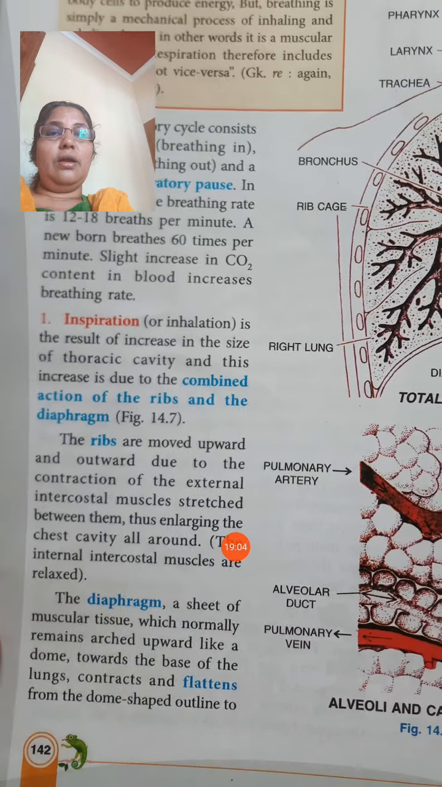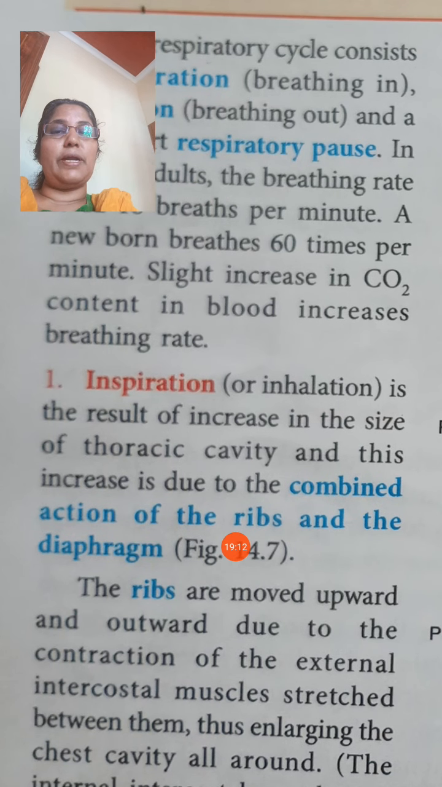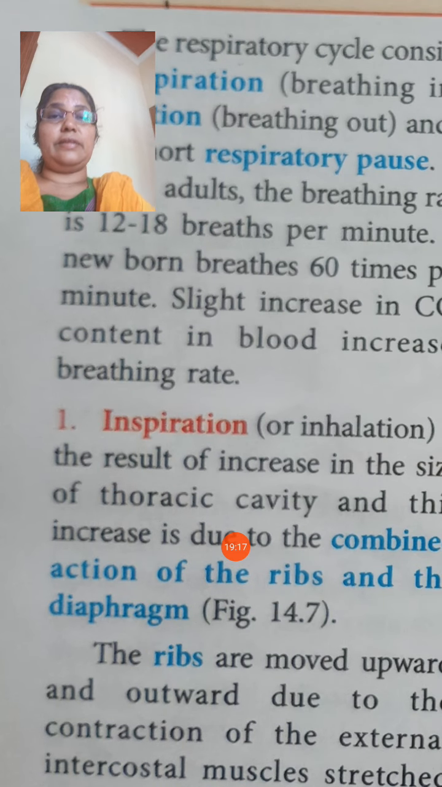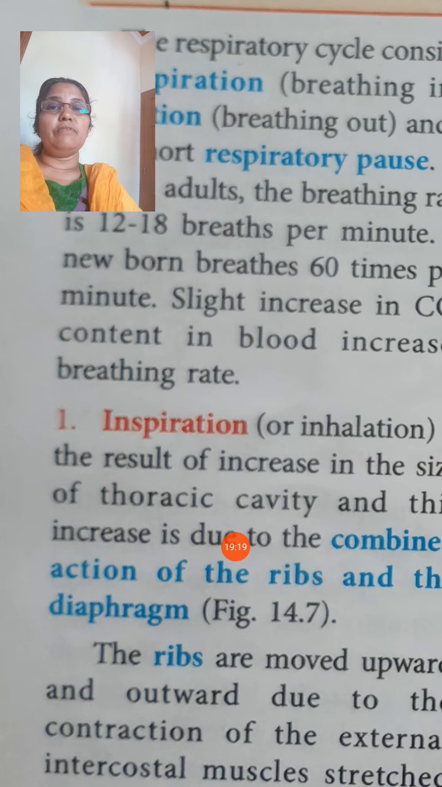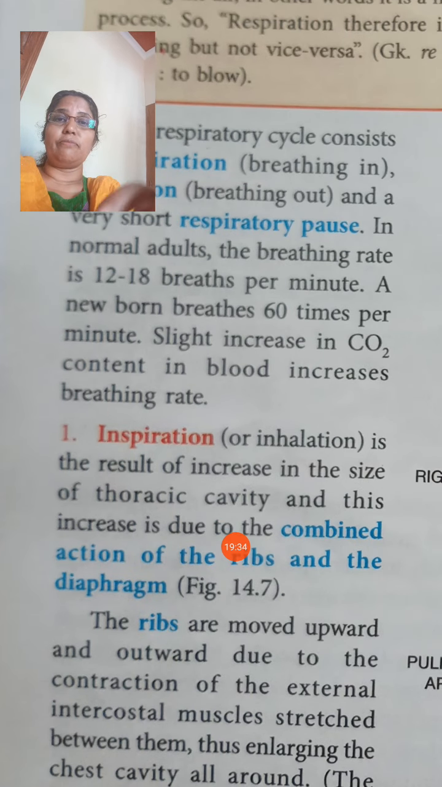Then again, if there is a slight increase in carbon dioxide content in the blood, the breathing rate increases. That is why, when we run very fast, more glucose will be oxidized, so more carbon dioxide will be produced inside the blood, so our heartbeat will rise very fast. So our breathing rate also will become very fast when the carbon dioxide content inside the blood increases.